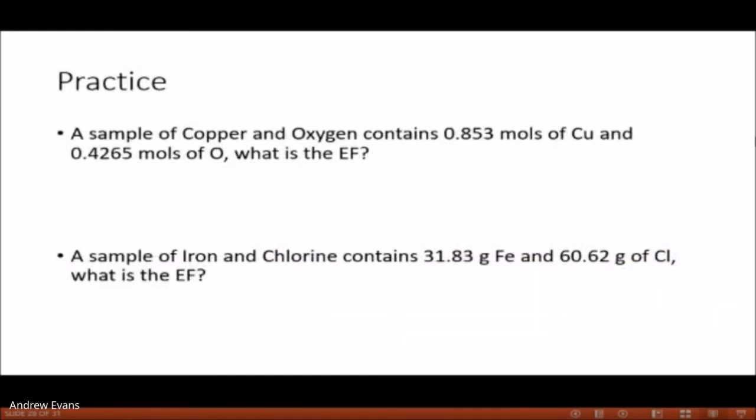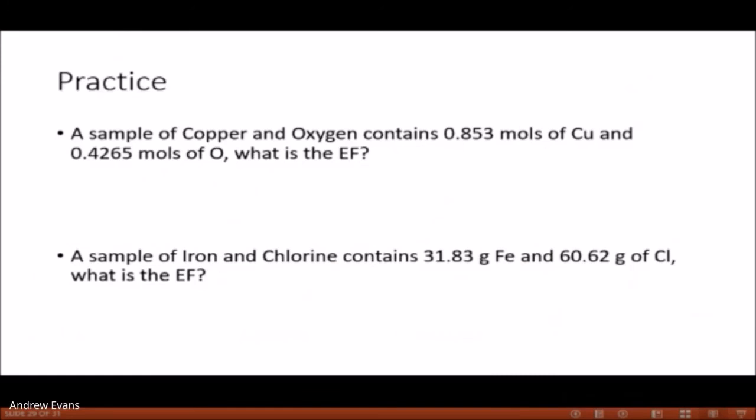Now, I'm going to practice this with some of the easier versions first. So looking at this, if we have a mixture of copper and oxygen, Cu and O, and we have 0.853 of Cu and 0.4265 of O. What is the simplest? What is the empirical formula?